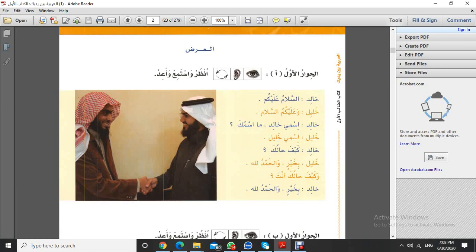Al-hiwar al-awwal. Unzur. Now here you'll find it super easy to understand what's written: unzur, see. Wastamir, and hear. Wa'arid, and repeat. Wow has different meanings in Arabic and comes in different ways, but here wow means and. Okay, unzur, see. Wastamir, and hear. Wa'arid, and repeat.